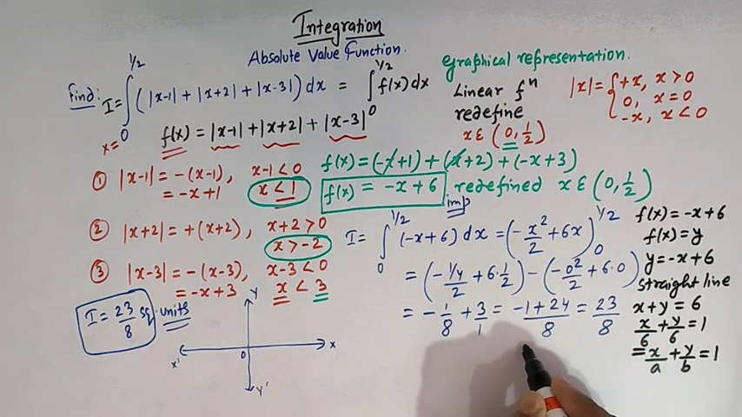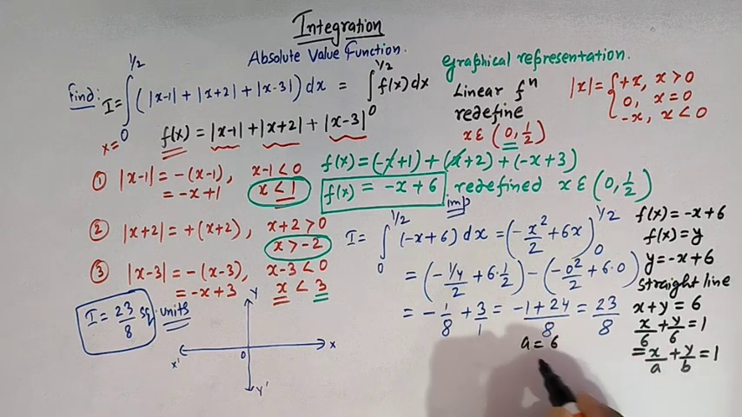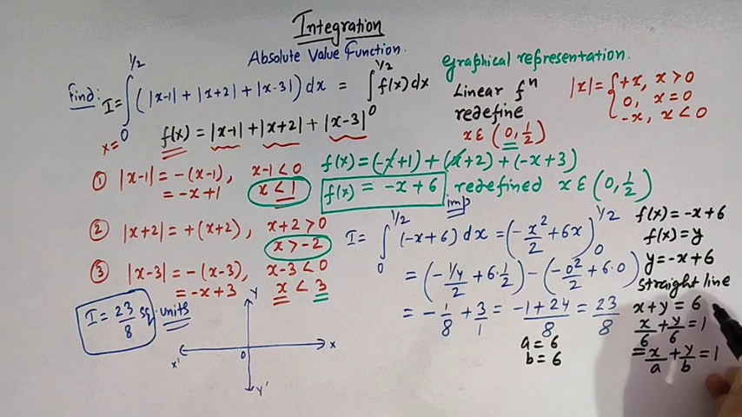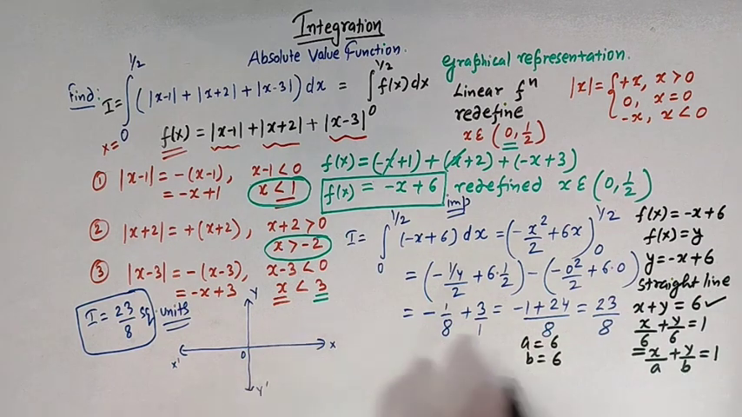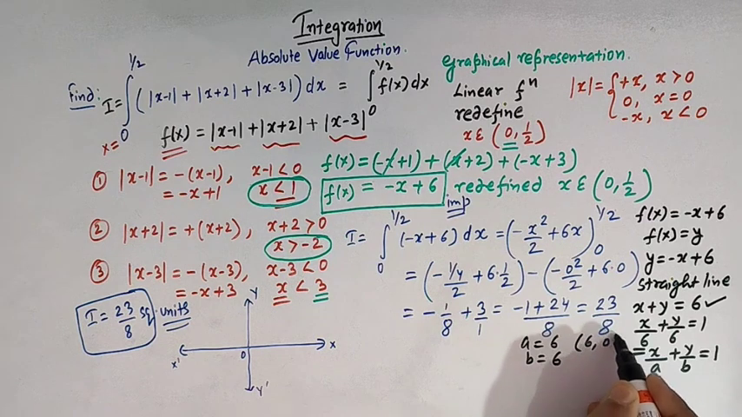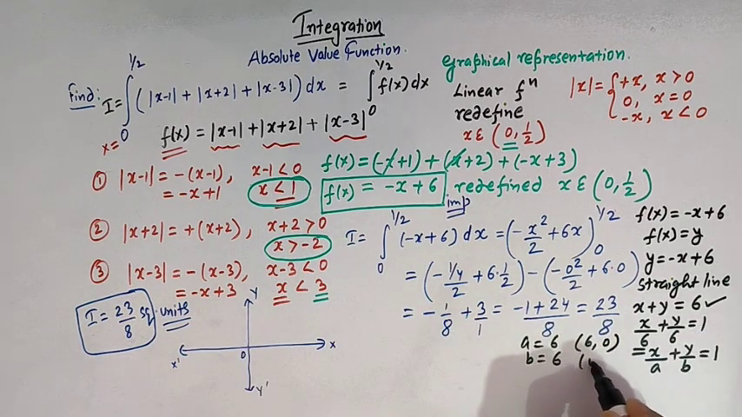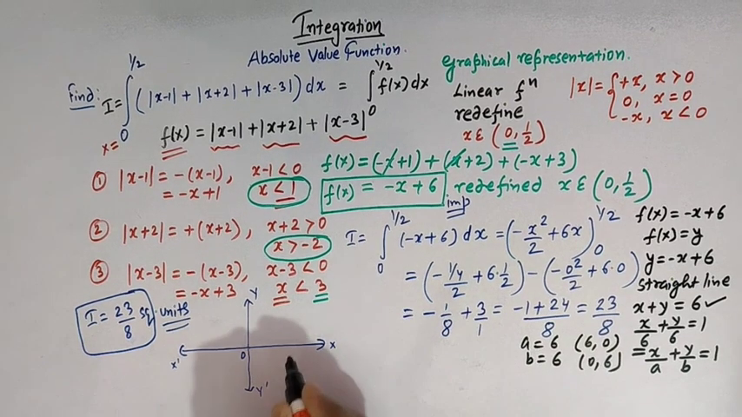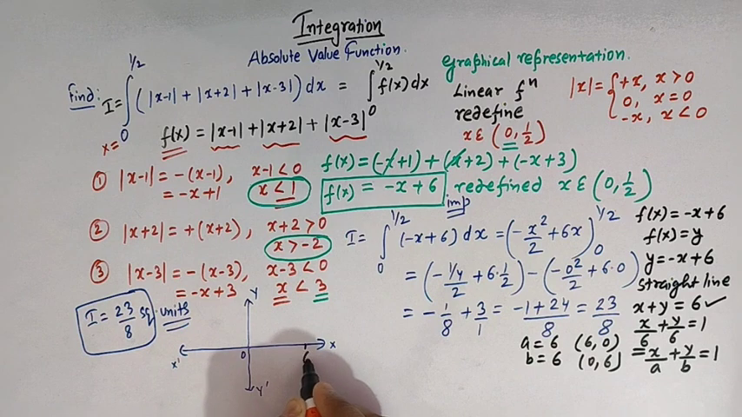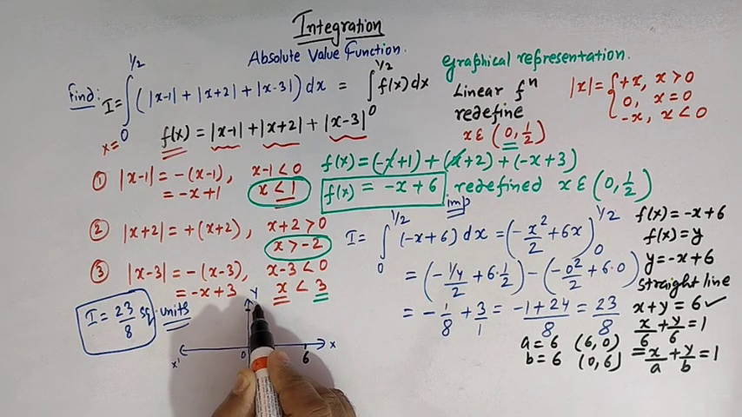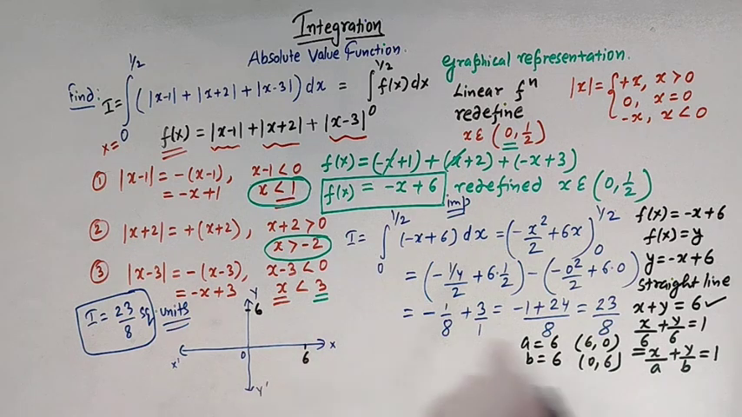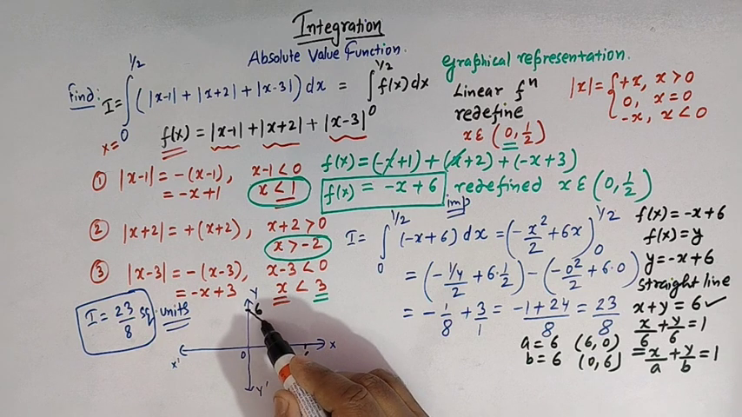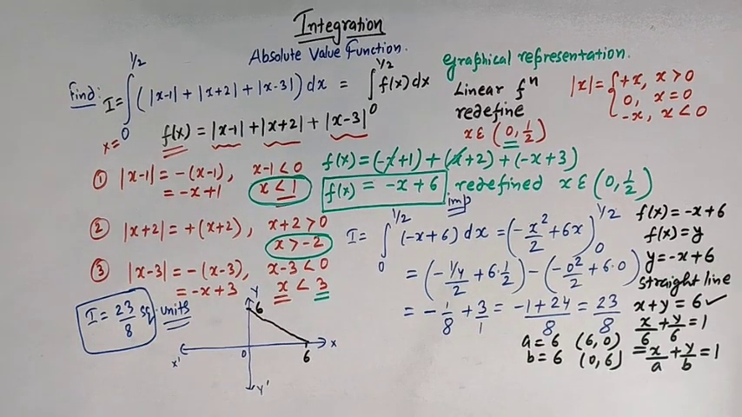So the x-intercept is 6, and the y-intercept is also equal to 6, right? So it means this straight line cuts the x-axis at the point 6 comma 0, and the y-axis at the point 0 comma 6, right? So now here we can take the point 6, and here we can take the point 6, right? So this is a rough diagram. So the straight line x plus y is equal to 6 can be drawn like this, right?